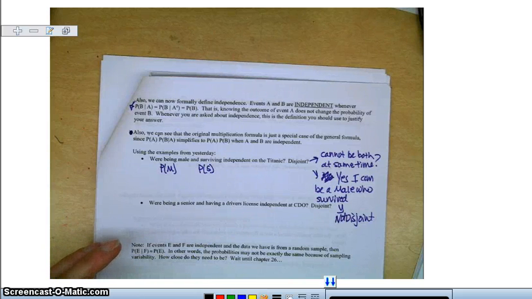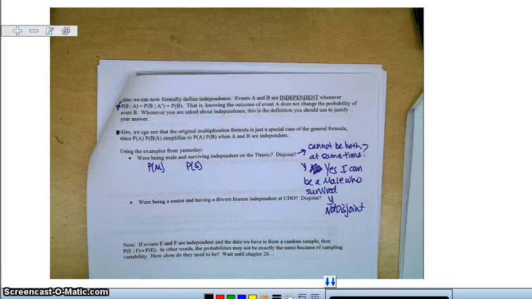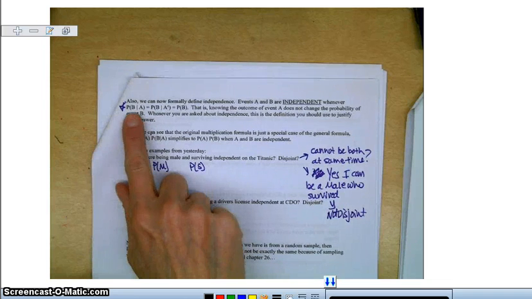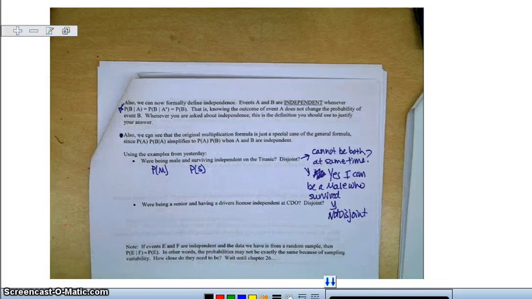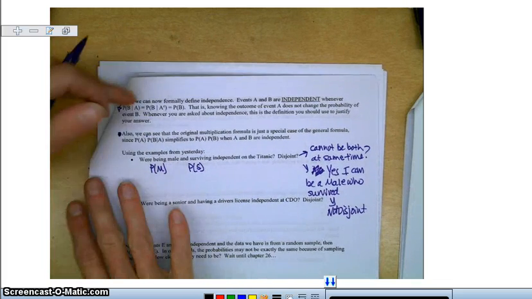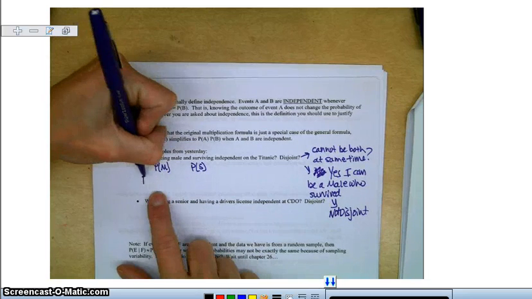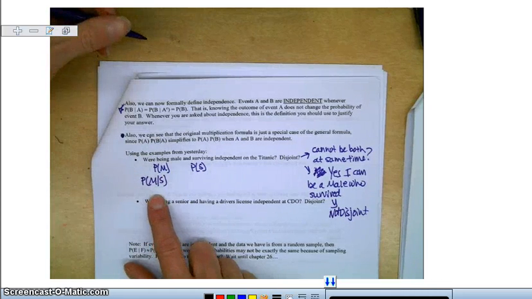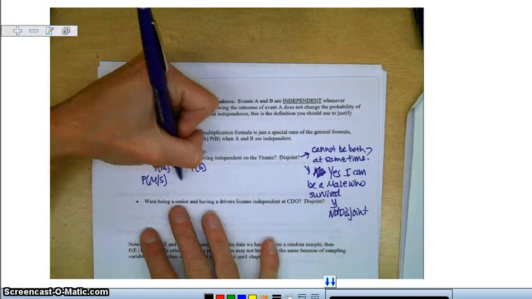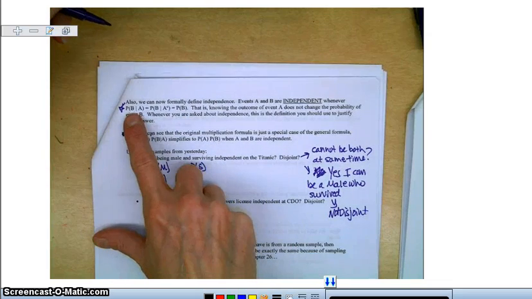So we have to look at the probabilities that we had from before. We want to show independence, so we are going to have to look up here. We've got two events, male and surviving. This says the probability of B given that event A has happened. So we're just going to pick an event for event B, and we're going to let that be male. So we're going to find the probability of being male given that you survived, and then we're going to compare it to the probability of just event B.